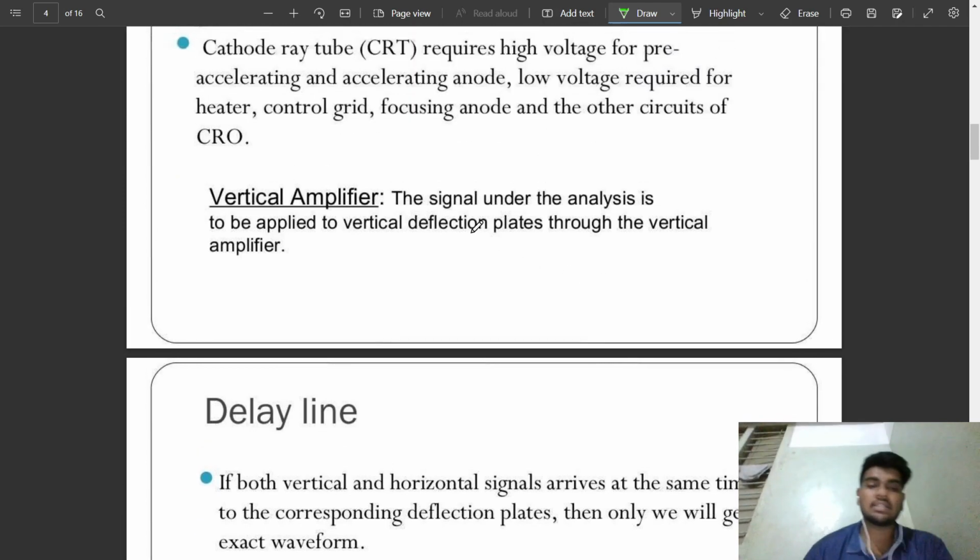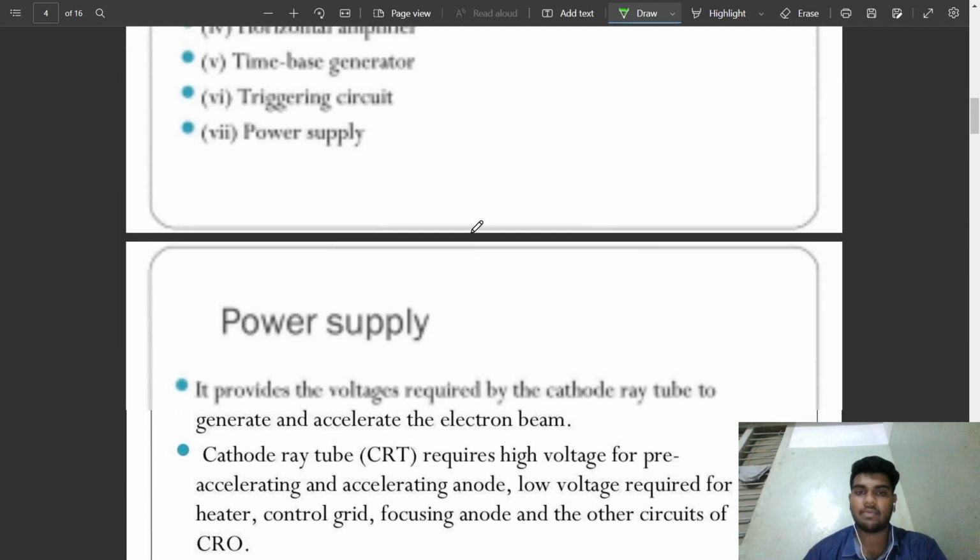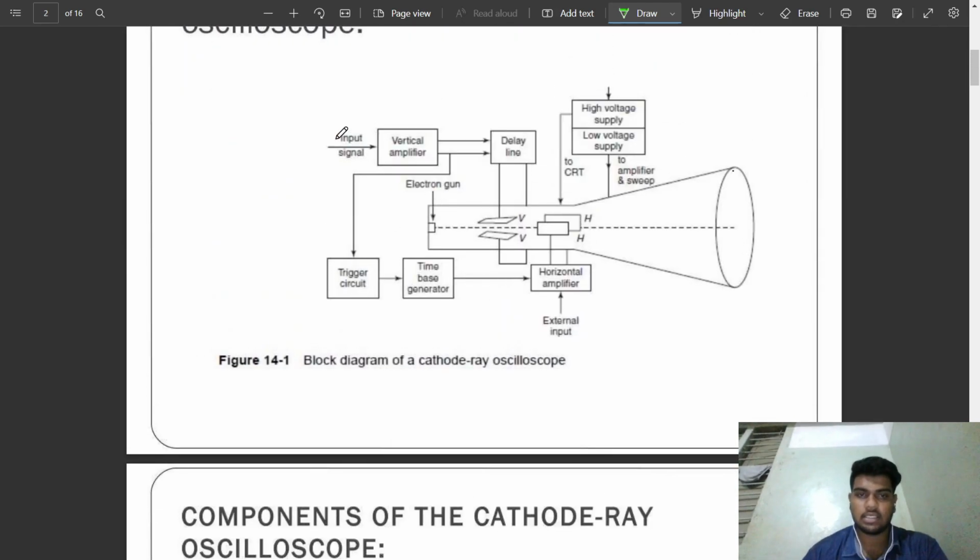So the signal under analysis is applied to the vertical deflection plate, to the vertical amplifier. Now this is the input signal. We give a signal, not positive, my bad, we give a signal levels. First, it is vertically amplified. Amplified means it can reduce or increase. Suppose we are giving 0.5 volt of input, we need to get a 5 volt output. So we multiply it 10 times. The knob is turned so that we get the amplified signal. So here we get the amplified signal which is 5.